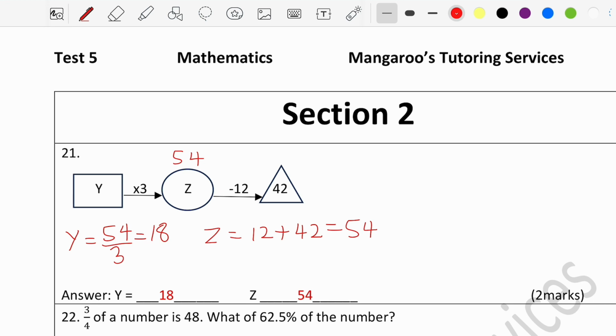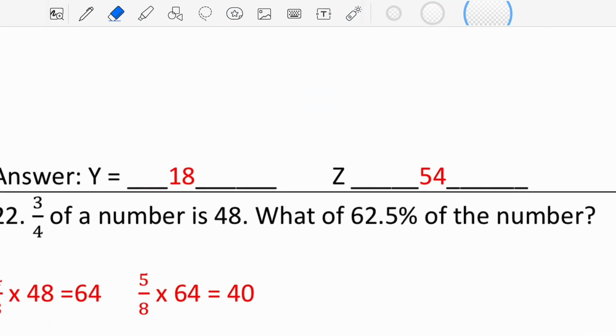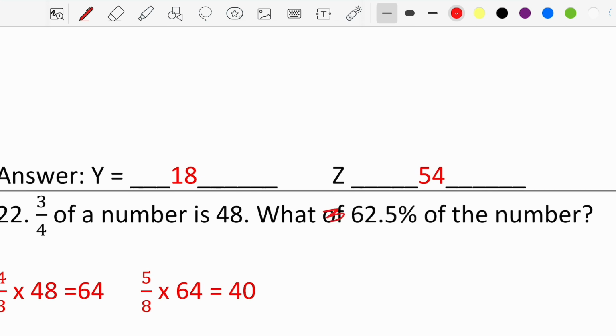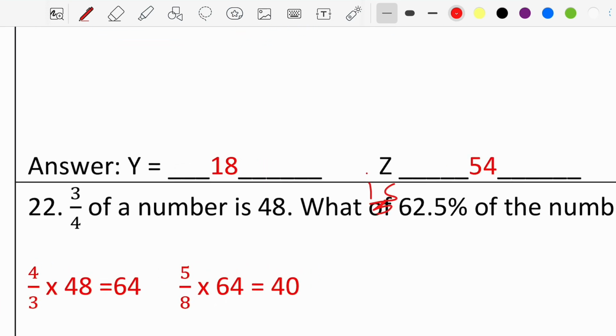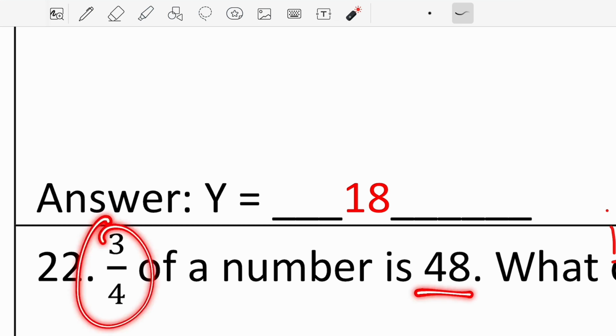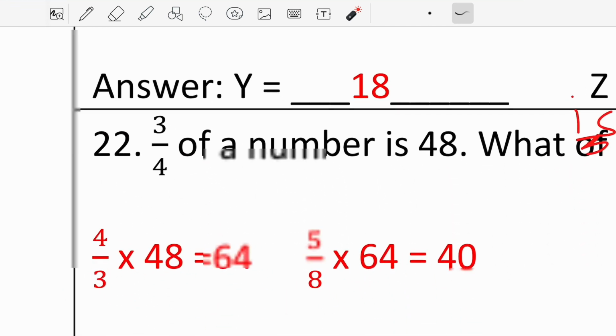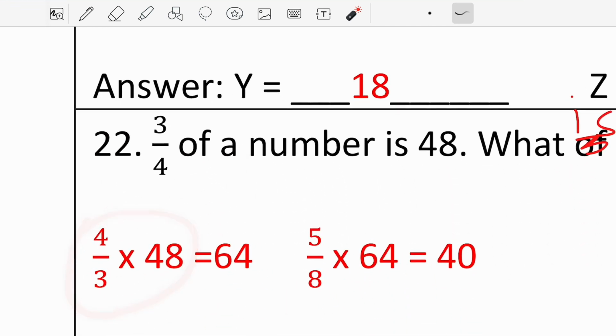Alright, then we have number 22. This really should be, what is 62.5% of the number. 3/4 of a number is 48, right? So when given a fraction is equal to an amount, we can find the total by flipping the fraction and multiplying it by the amount it is equal to. Right, so that would be 4/3 multiplied by 48.